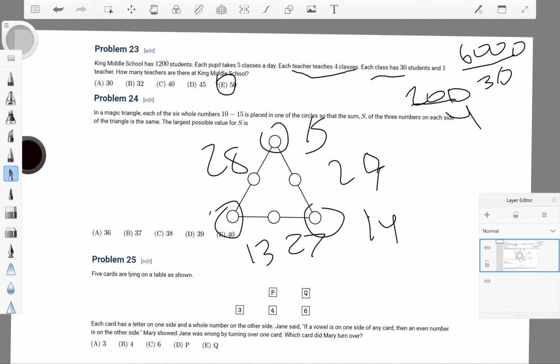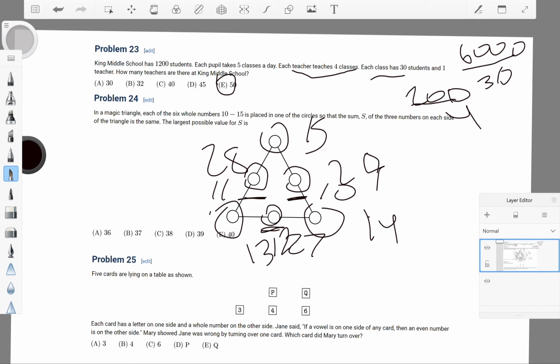And if they're all the same, then the number that goes into this one has to be 2 bigger than the number that goes into this one, right? And it has to be 1 bigger than the one that goes into this one. So this one has to be the biggest. This is the second biggest. This is the third biggest. This is going to be 12. This is going to be 11. This is going to be 10, correct?